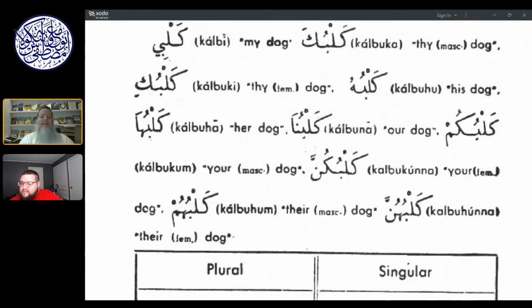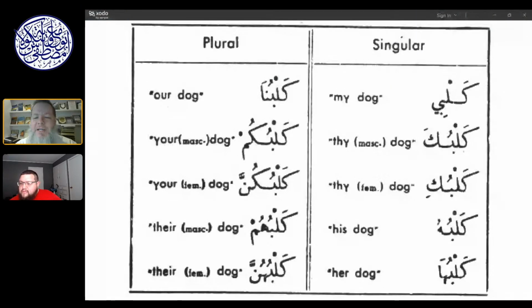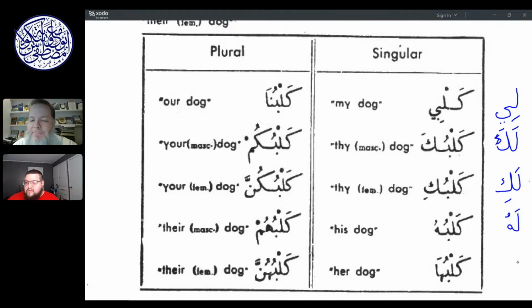I'm going to write on the side our previous chart for I have. For I have, we said li. For you have, to a masculine singular, we said laka. For you have to a female, laki. What was he has? Lahu. She has? Laha. We have? Lana.